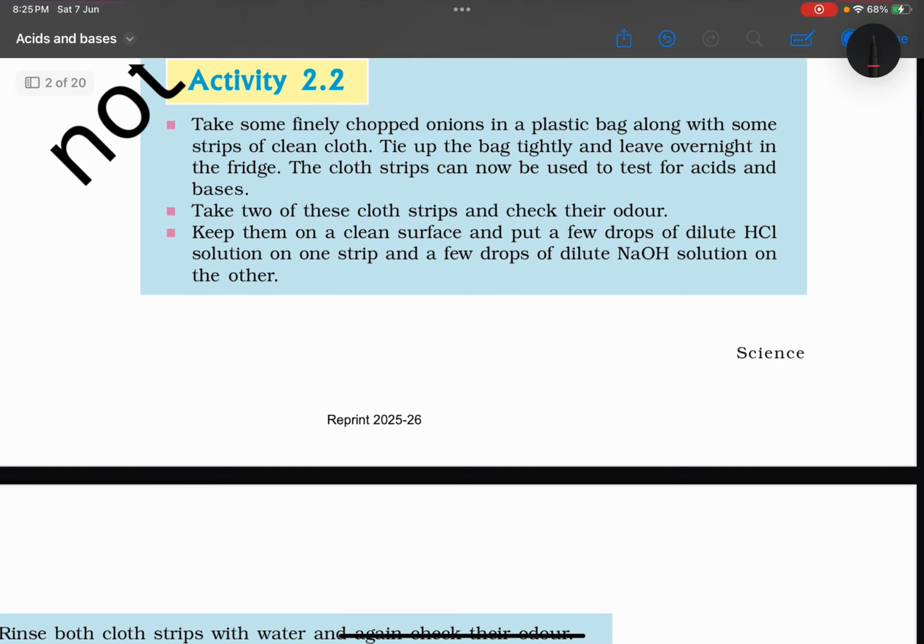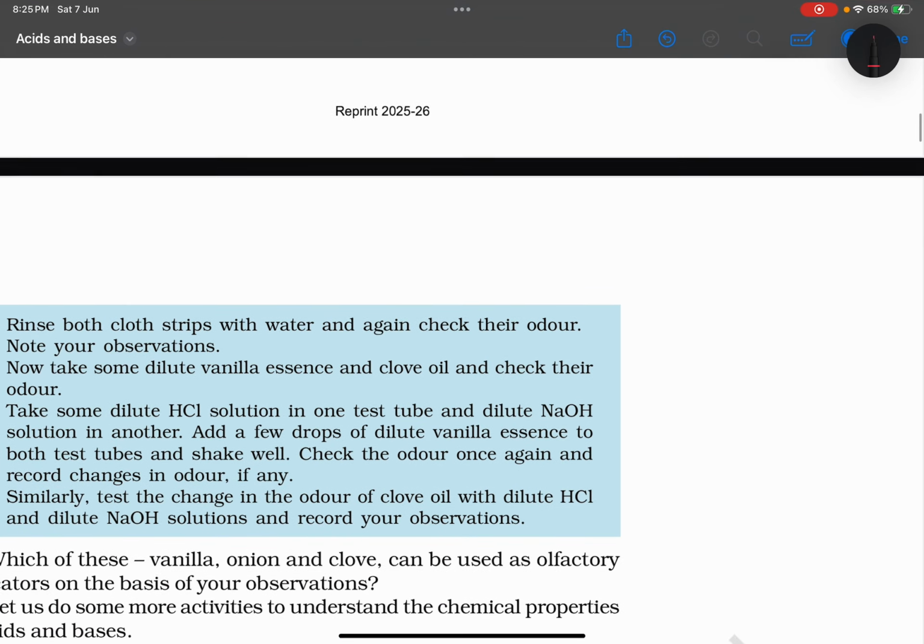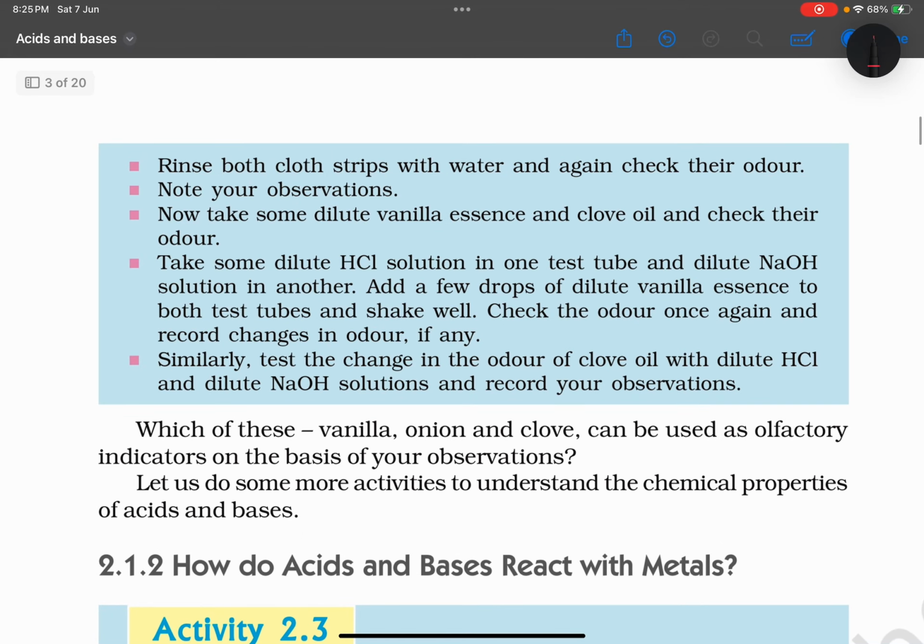Now, that cloth pieces we are using with dilute HCl and dilute NaOH solutions. Rinse both cloth strips with water and again check their odor. Note your observations. Now take some dilute vanilla essence and clove oil and check their odor. Take some dilute HCl solution in one test tube and dilute NaOH solution in another. Add a few drops of dilute vanilla essence to both test tubes and shake well. Check the odor once again and record changes in odor, if any. Similarly, test the change in the odor of clove oil with dilute HCl and dilute NaOH solutions and record your observations.